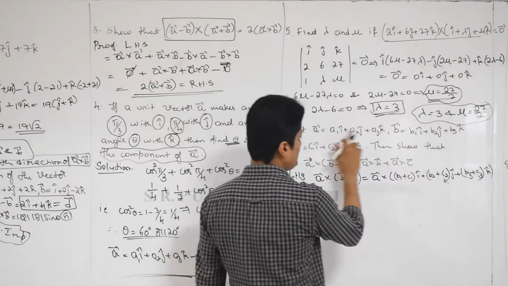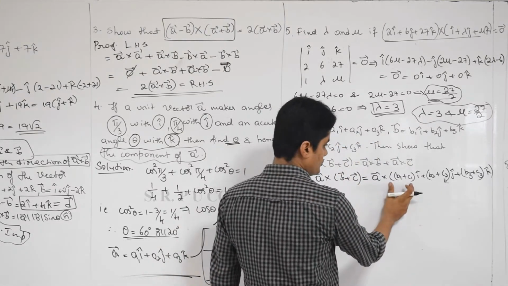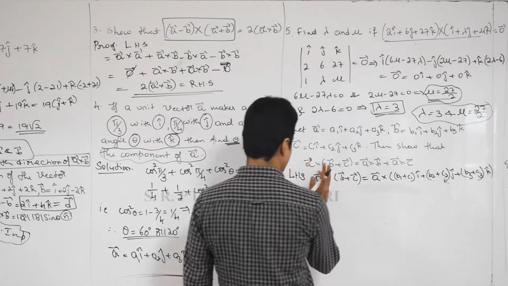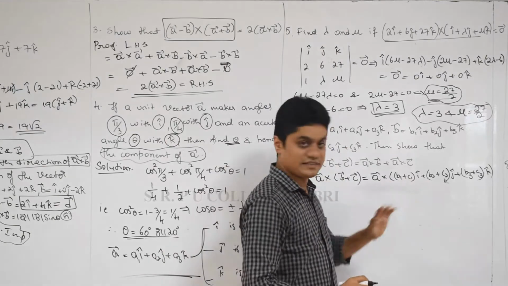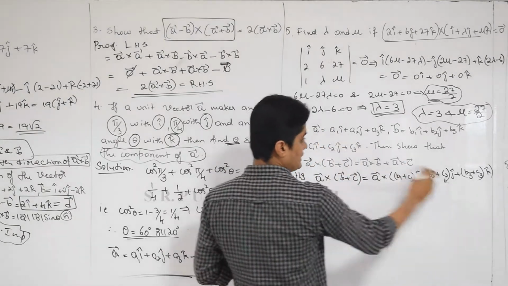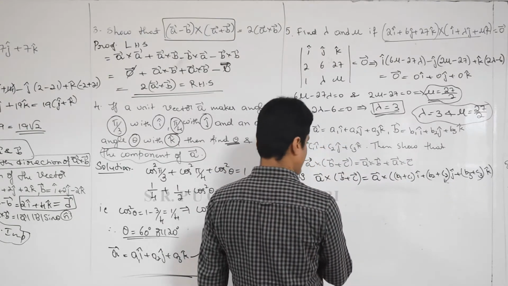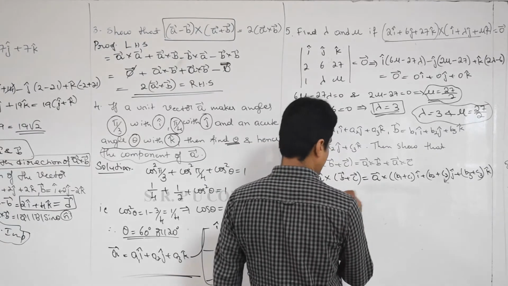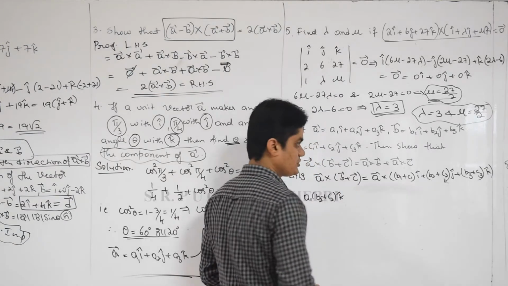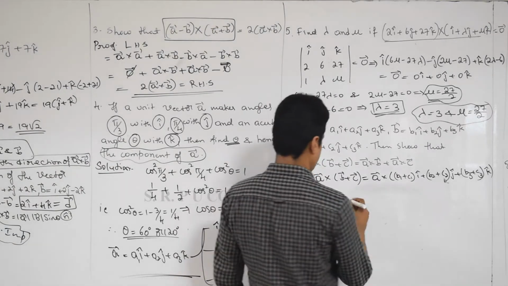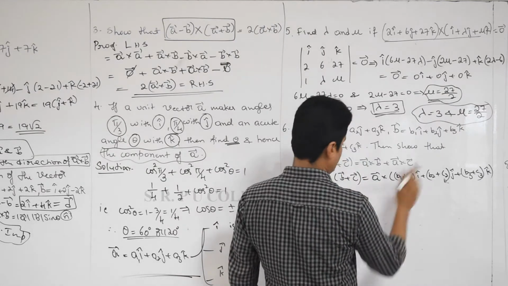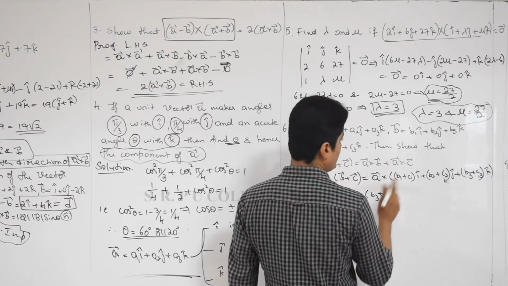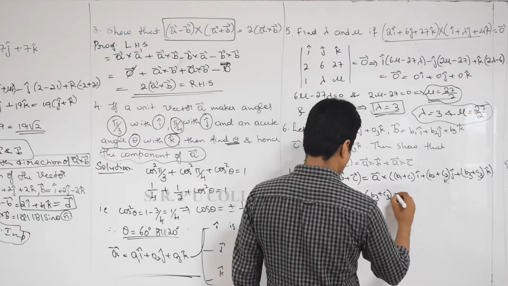Vector A is A1I plus A2J plus A3K. So A1 I cross I is 0, so no need to write anything. Observe carefully: I cross I is 0, so no need to write anything. I cross the other two elements you should write. So A1 into (B2 plus C2) into I cross J. I cross J is K. Then next, plus A1 into (B3 plus C3), I cross K is minus J.